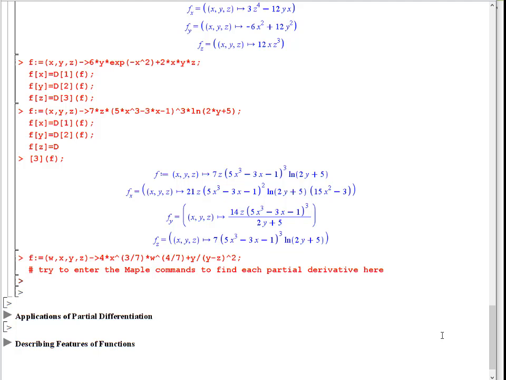Okay, so if you have any questions about the ones I've done, or if you'd like to see the ones that I haven't done, please just ask. But I hope you found it useful, and next lecture we'll go into applications of partial differentiation.